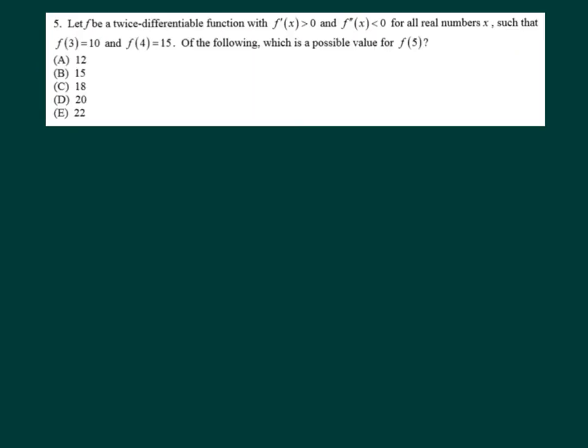Okay, number 5 is another pretty popular question on the exam, and it oftentimes trips students up. So let's read through it. Let f be a twice differentiable function, which means you can take the derivative of it twice, and f prime of x is greater than 0, f double prime is less than 0, for all real numbers x, such that f of 3 is 10. Okay, I'm just going to gather this information: f of 3 is 10, f of 4 is 15. What is a possible value for f of 5?